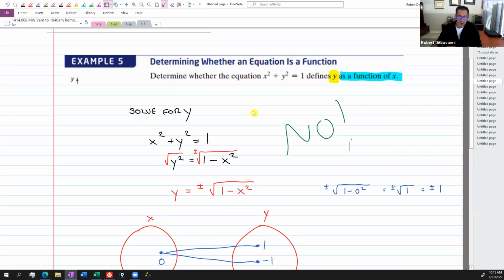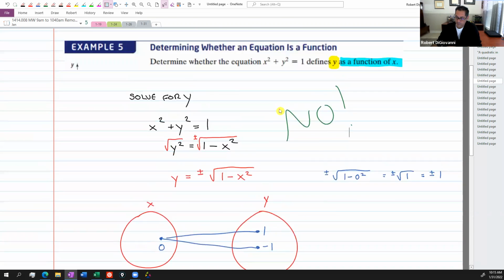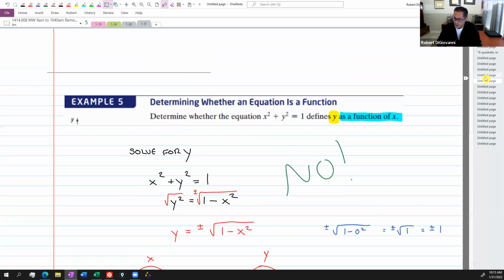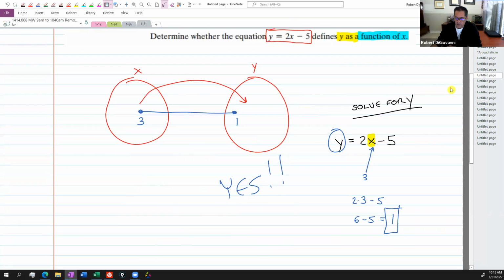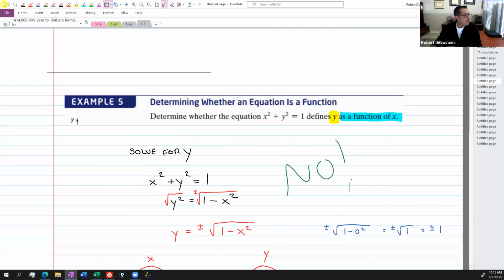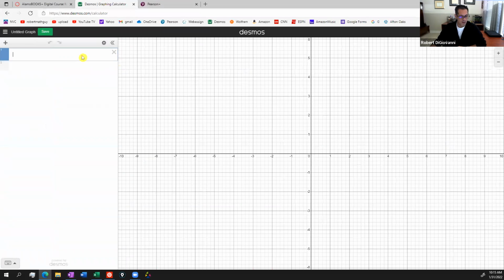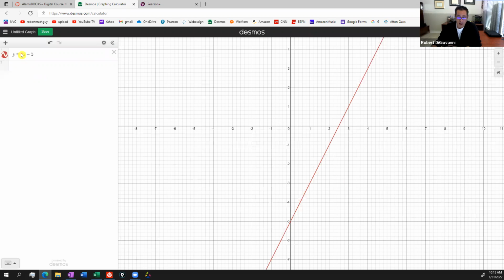So while we're talking about these 2 problems that I just did, let me go back and look at the first one we did, 2x minus 5. I'm going to graph this. Y equals 2x minus 5. I hope that everybody knows that y equals 2x minus 5, if you graph it, is a line. Okay, I would hope you know that.